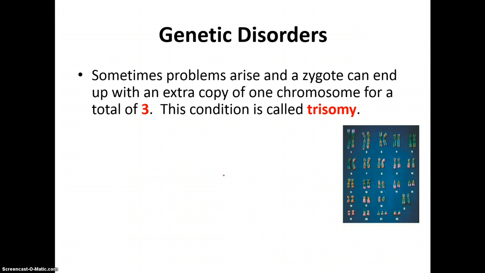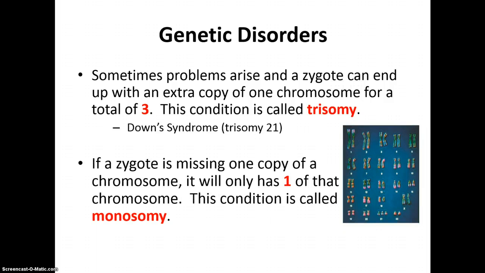Genetic disorders. Sometimes problems arise, and a zygote can end up with an extra copy of one chromosome, for a total of 3. This condition is called trisomy. Down syndrome is a type of trisomy, specifically on the 21st pair. When the 21st pair has a third, it is called trisomy, and an example of that is Down syndrome.